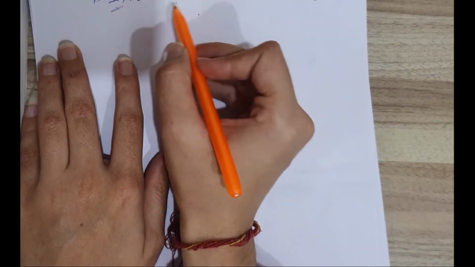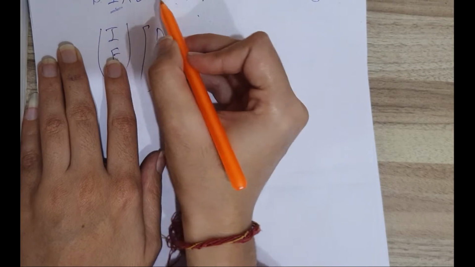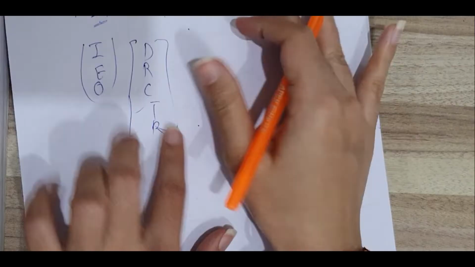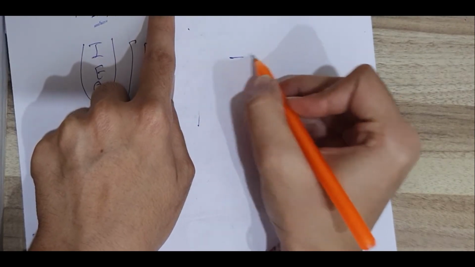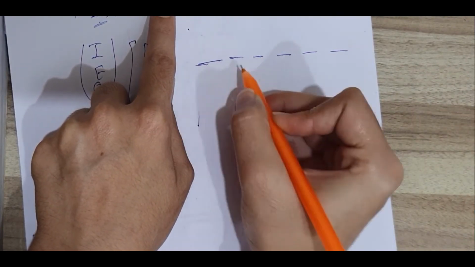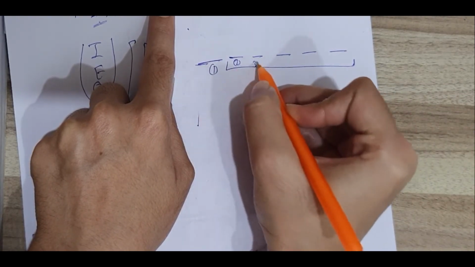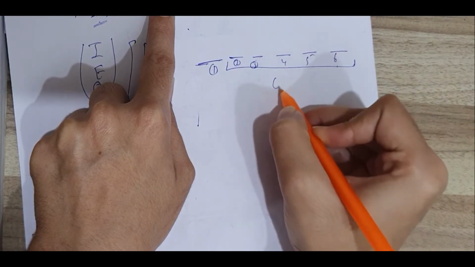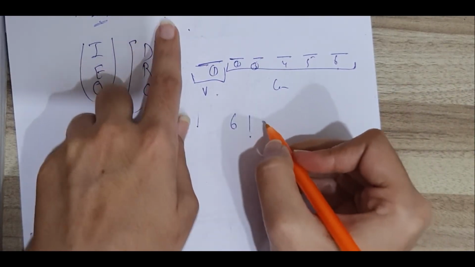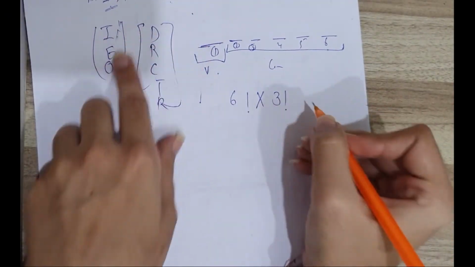Now see the number of vowels in it. Here 3 vowels are there. Now see the consonants: 1, 2, 3, 4, 5. 5 consonants are there. Now place them: 5 consonants and 1 vowel group. It means 6 factorial, into the vowels can shuffle around each other, which means 3 factorial.